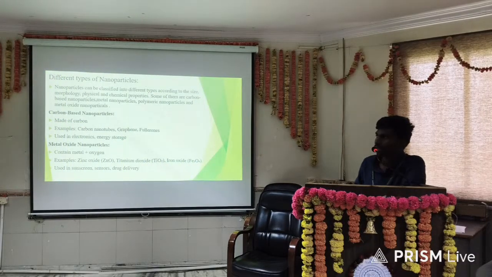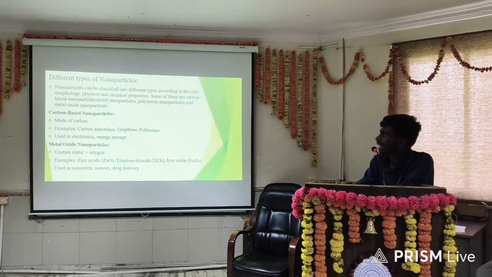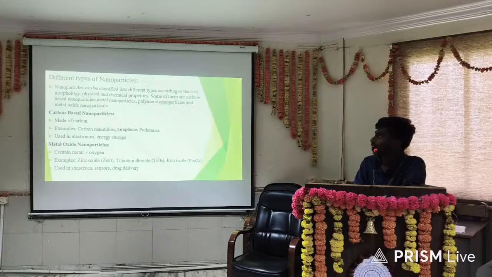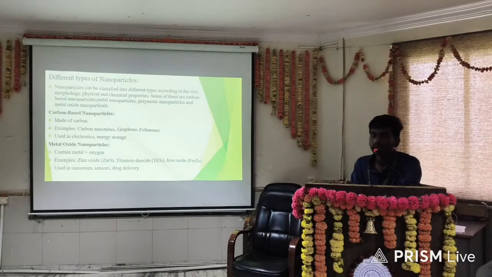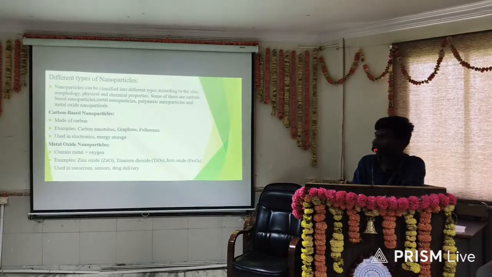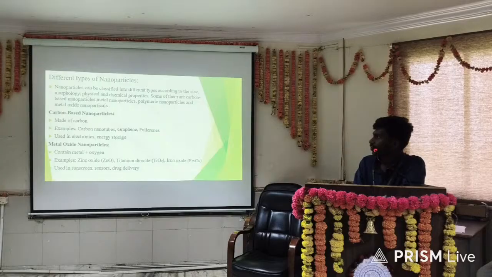Different types of nanoparticles. A nanoparticle can be classified into different types according to its size, morphology, and physical and chemical properties. Carbon-based nanoparticles are made up of carbon. Examples are graphite and fullerene, used for electronics and energy storage. Metal oxide nanoparticles contain metal and oxygen atoms. Examples are zinc oxide, titanium oxide, and ferrous oxide, used in sunscreens.